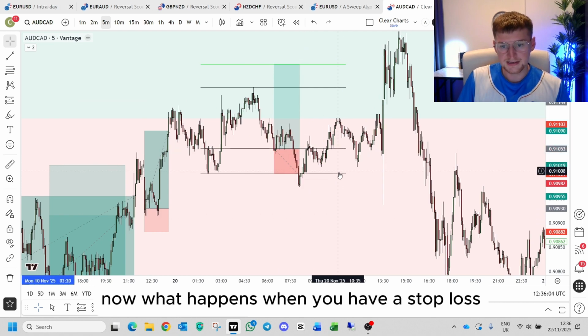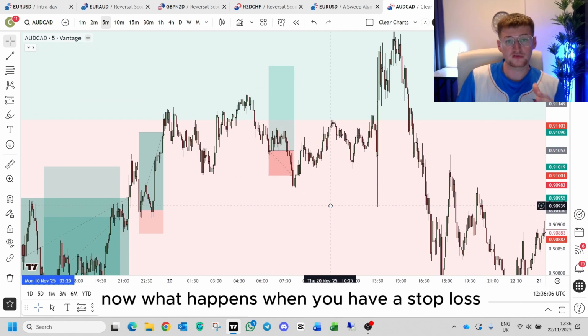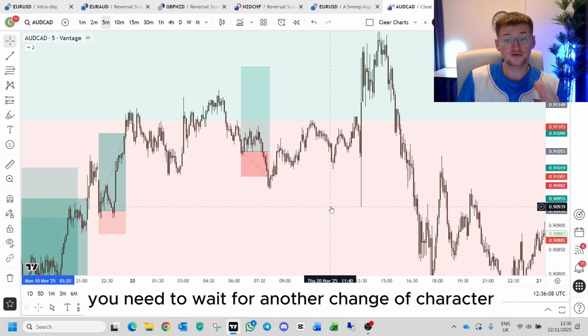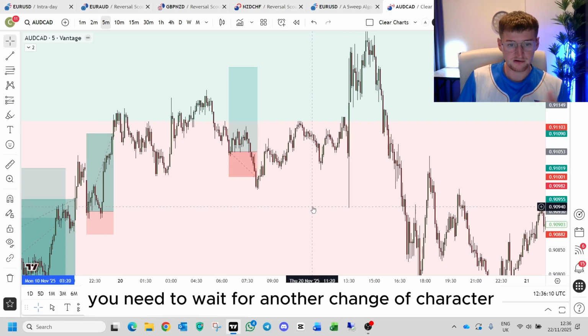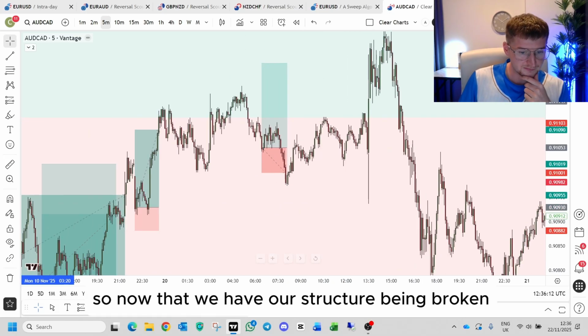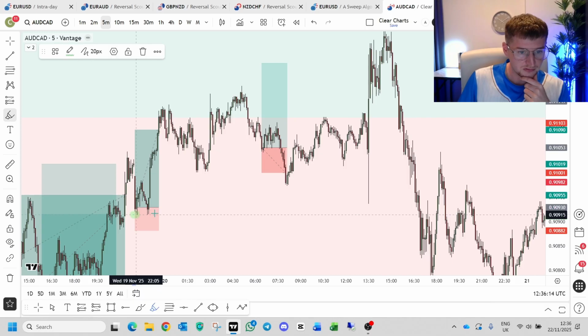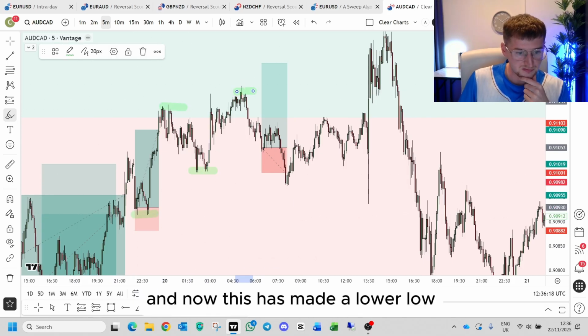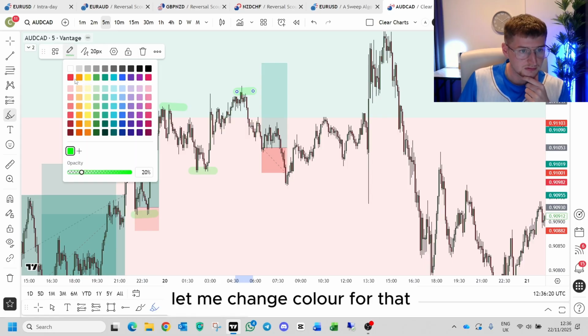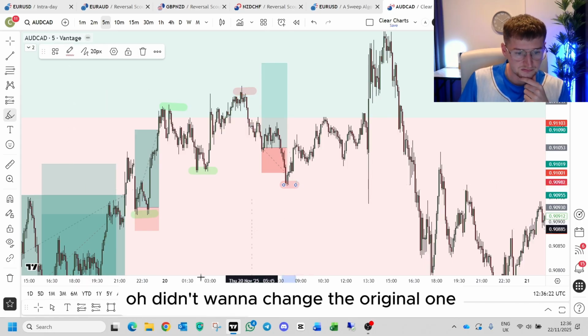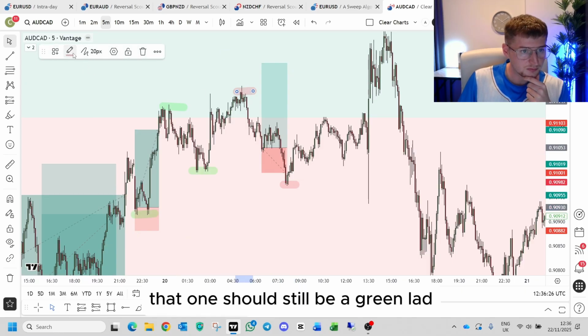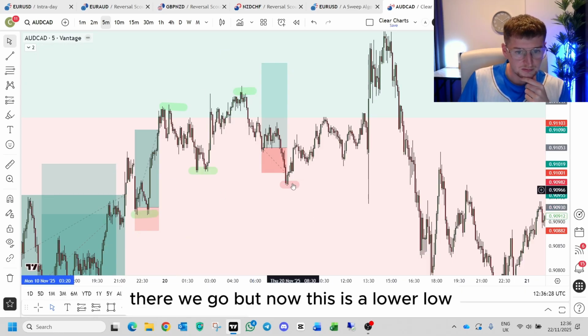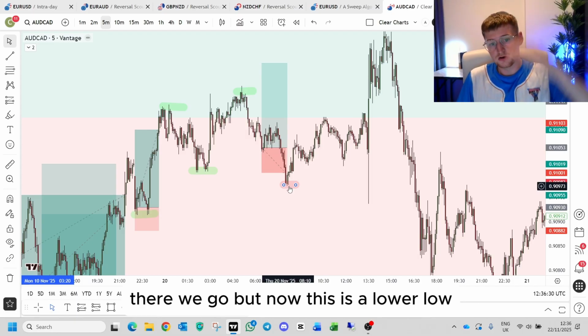So this one was a stop loss. Absolutely fine. Now, what happens when you have a stop loss? Well, you need to wait for another change of character. So now that we have our structure being broken, so we had lows, highs, and now this has made a lower low. Let me change color for that. Oh, didn't want to change the original one. That one should still be green. There we go. But now this is a lower low.